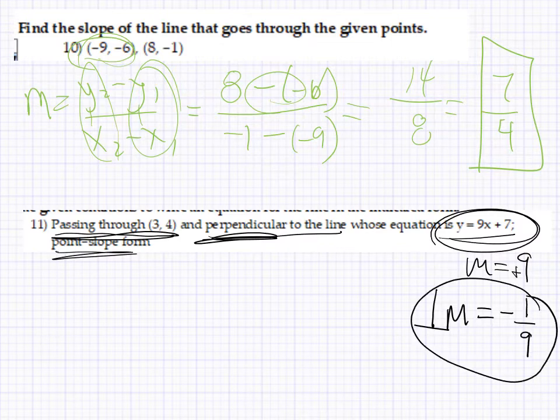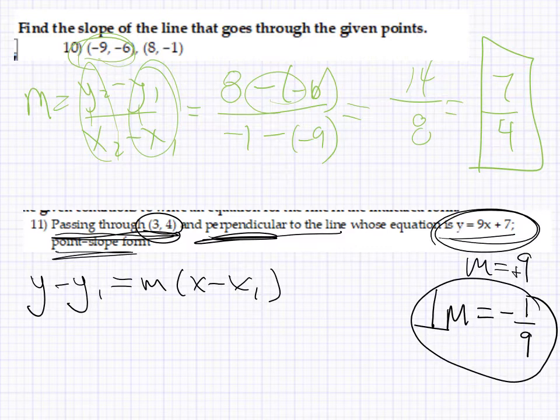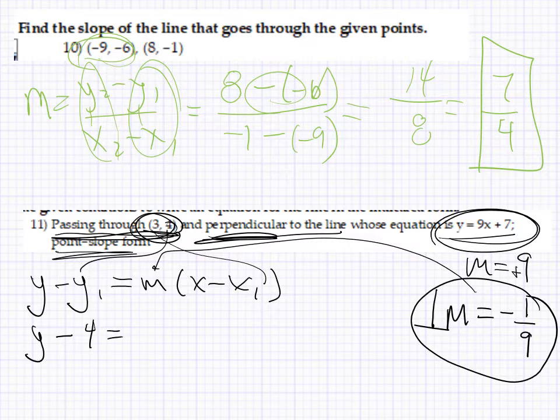So we have that slope, we have this point. Well, what we have is this thing called the point slope formula: y minus y1 equals m times x minus x1. And so we're going to take this point, plug it in for the x1 and the y1, and take the slope and plug it in here, and so we get y minus 4 equals -1/9 times x minus 3. That would be the equation of the line.